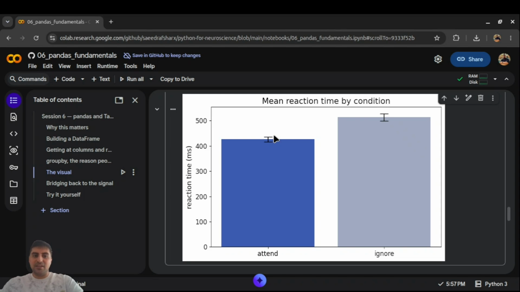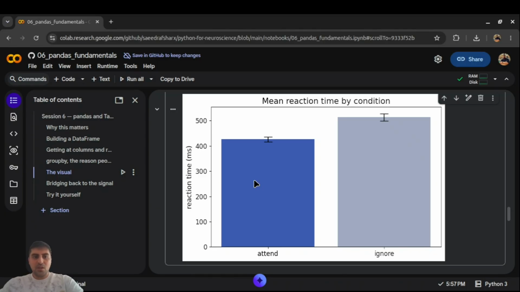The standard error is the standard deviation divided by the square root of your sample size. And it says basically how well you have pinned down the mean rather than how spread out your data is. Collect more trials and it shrinks. So that's based on experience, numerous previous research in this field. The standard deviation does not.